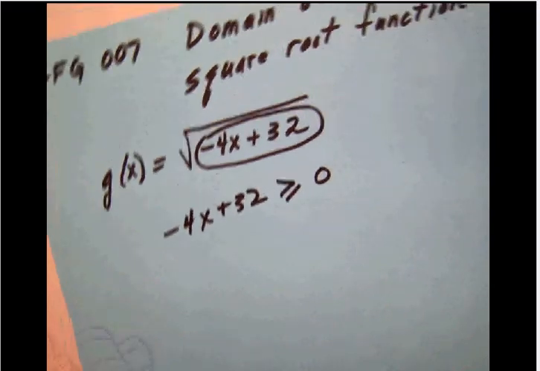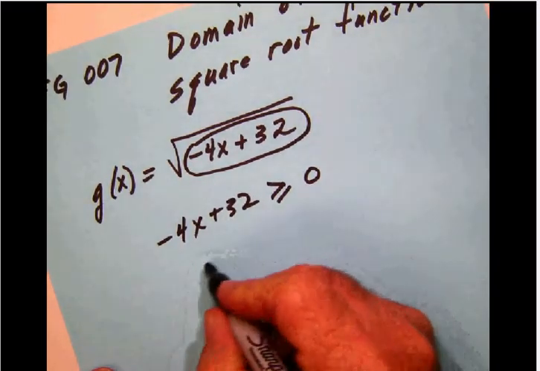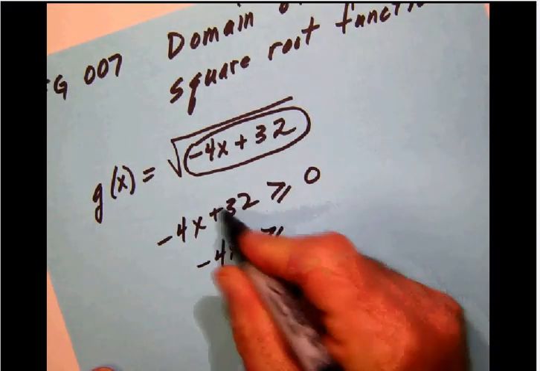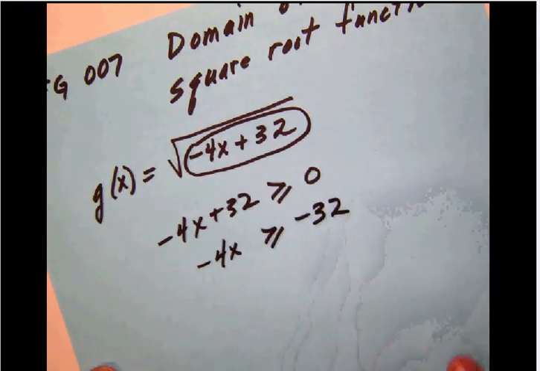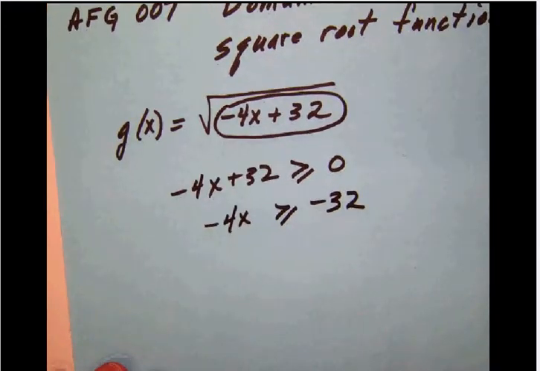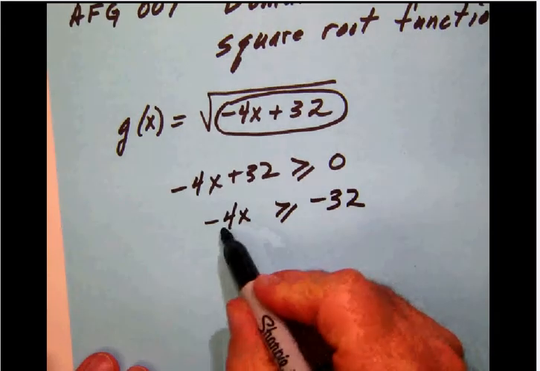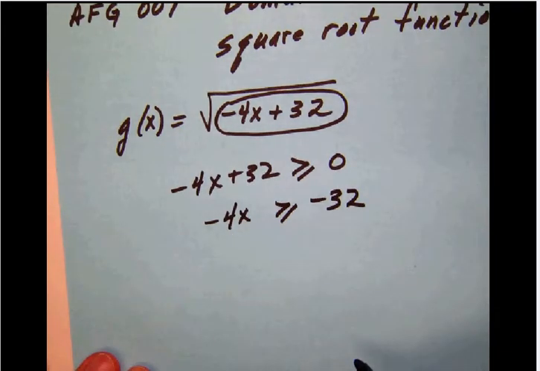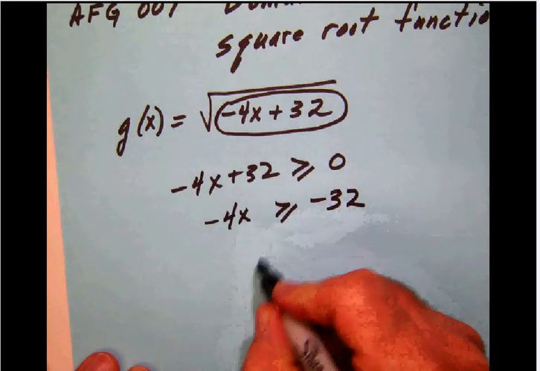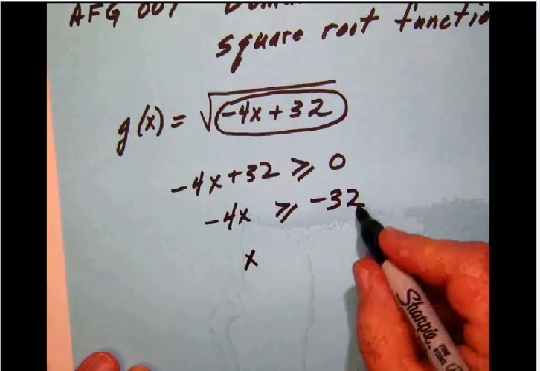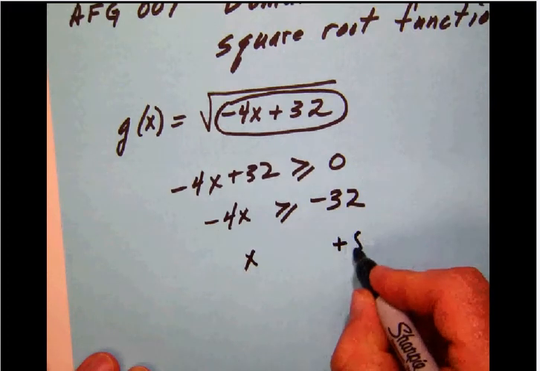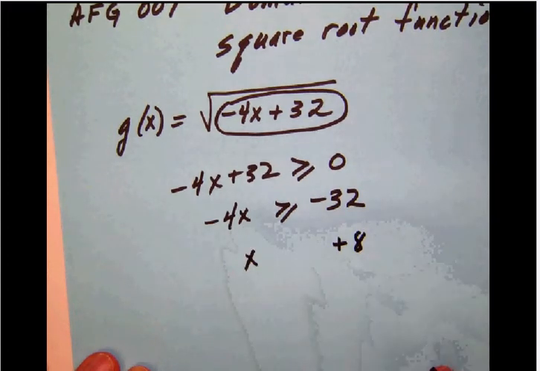Now the first step will be move the 32 to the other side. So we will write a step, negative 4x is greater than or equal to negative 32. Now we want to solve for x. Well, we have to get rid of the negative 4, which means that we're going to divide both sides of the equation by negative 4. So here we're going to get x. Here we're going to get positive 8, because remember, a negative divided by a negative is a positive.